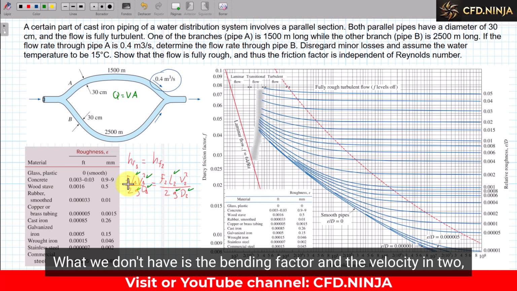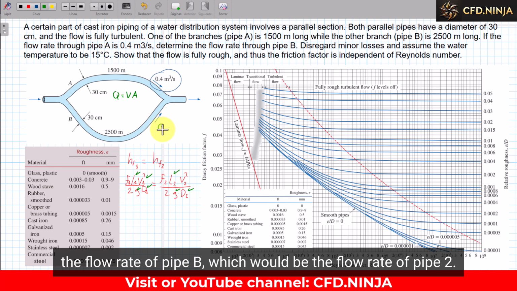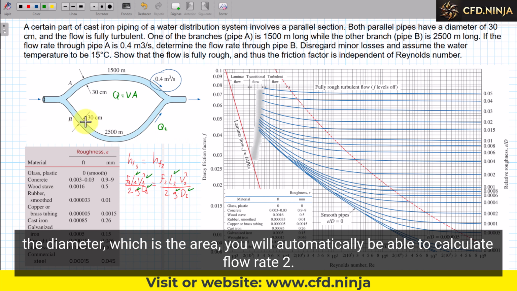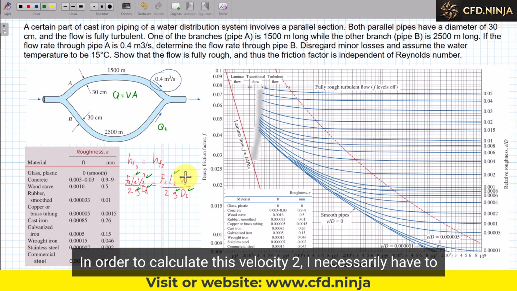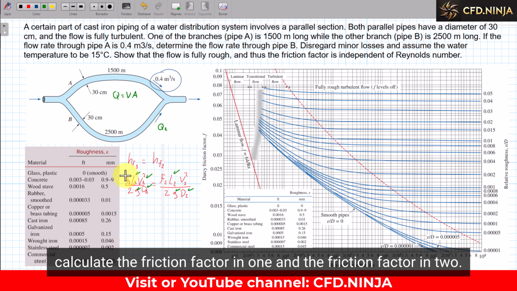What we don't have is the friction factor and the velocity in 2. But what they're asking me is to calculate the flow rate of pipe B, which would be the flow rate of pipe 2. If you calculate the velocity in this equation here, since you have the diameter, which gives the area, you will automatically be able to calculate flow rate 2. In order to calculate this velocity 2, I necessarily have to calculate the friction factor in 1 and the friction factor in 2.